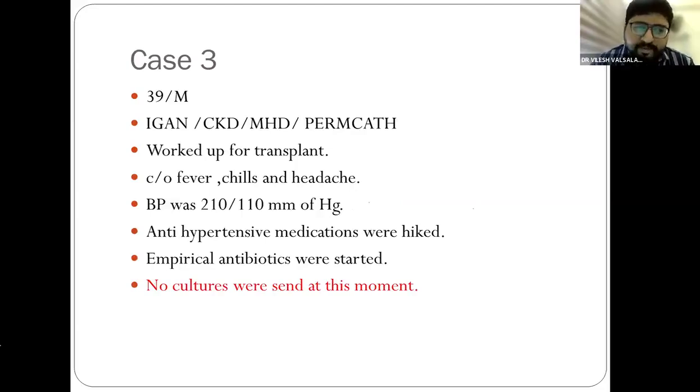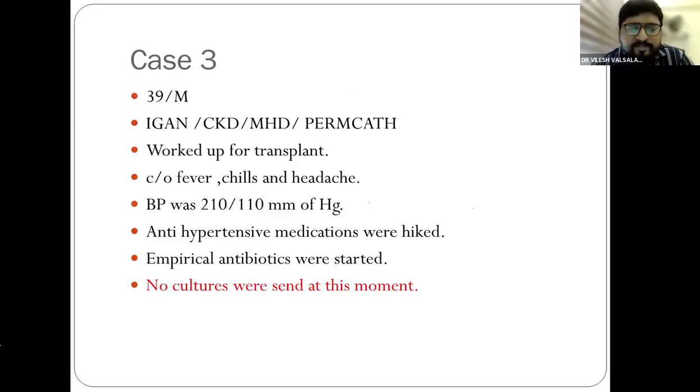Now here is a 39-year-old male. It's a case of IgA nephropathy, chronic kidney disease, on maintenance hemodialysis via pump cath. Now he is worked up for transplant. So the patient is getting ready for transplant and now complains of fever, chills and headache.